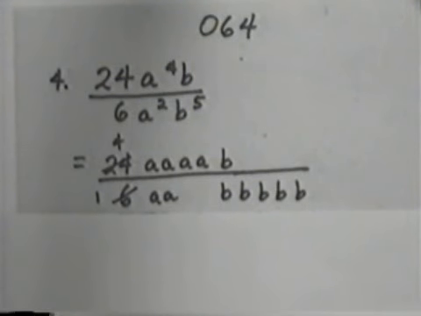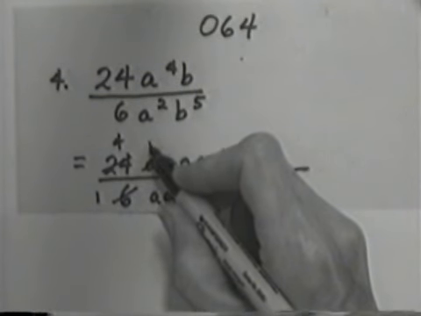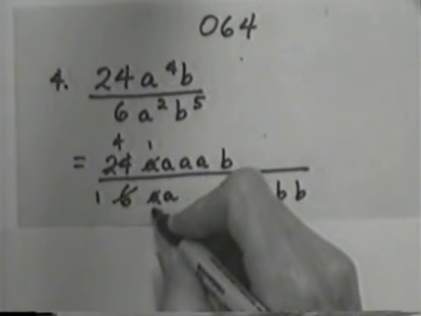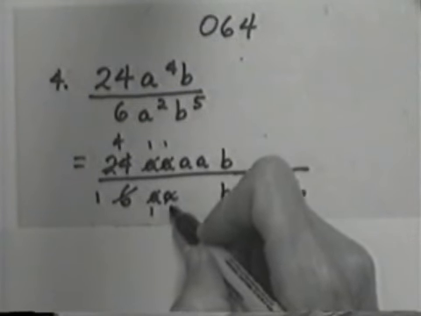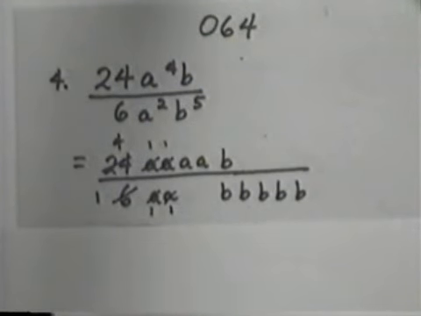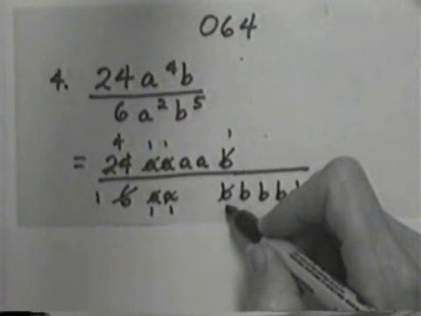With the a's, we have a on the top. A goes into a once. A on the bottom. A goes into a once. Another a into a once. A into a once. And with the b's, b goes into b once on the top, b goes into b once on the bottom.